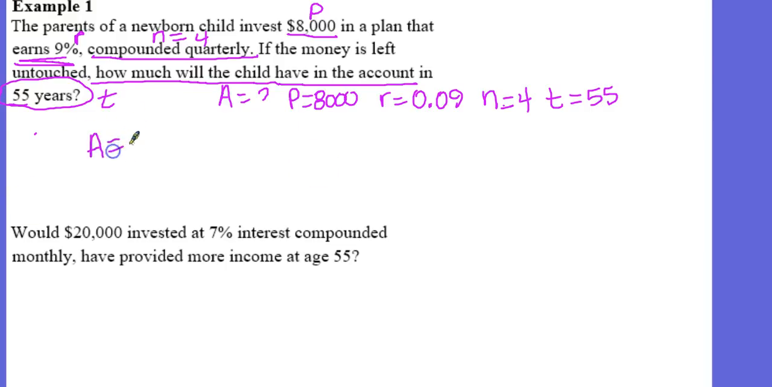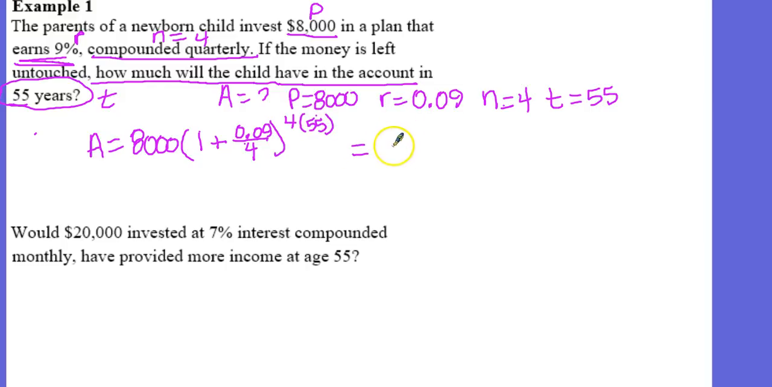So we're going to do A is equal to 8,000 times the quantity of 1. What's that 1 represent again? 100% of $8,000. I'm going to get it back. Plus my rate, which I have to divide 4 times over the year. So whatever 9 divided by 4 is, you're going to get a little bit of the rate at every 3 months. And you're going to raise that to the 4 times 55.